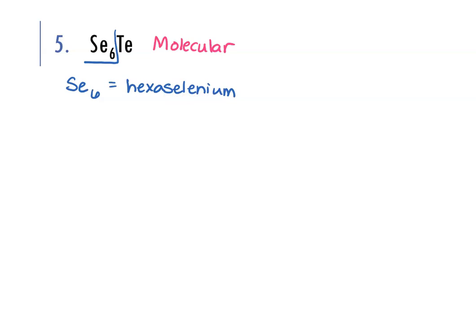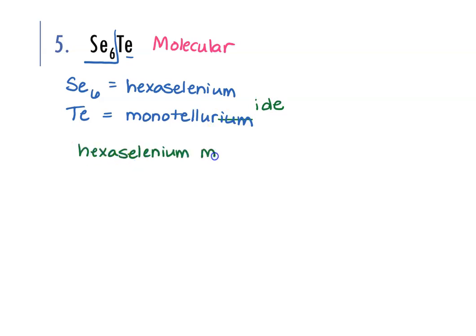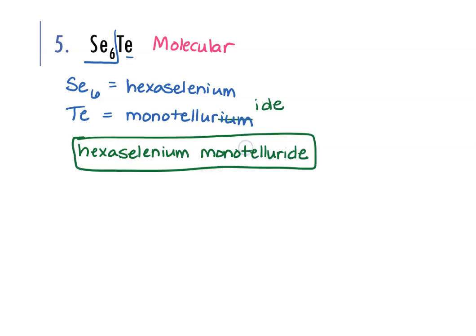And then the next one that I have is just Te. So because there's no subscript, that indicates that I only have 1. Since it's the second element, I do have to put the prefix for 1, which is mono. So this is tellurium. If this had been the first element, I wouldn't use the mono, but because it's the second element, that's why I put that mono there. And then finally, I changed that ending to IDE. So this is hexaselenium monotelluride. All right, let's keep going.